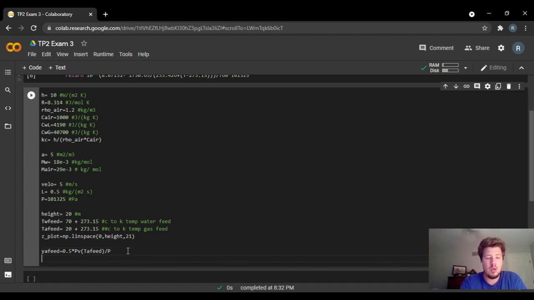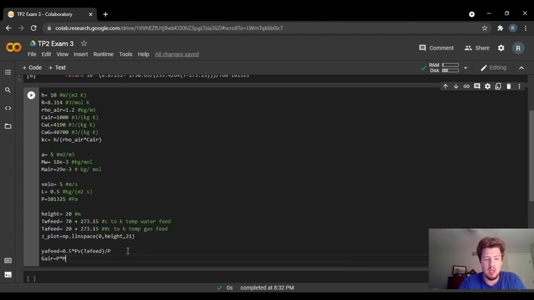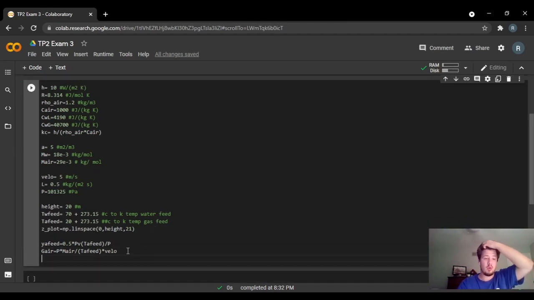And we want to put in the gas flow rate for air, and that is the pressure times the molecular weight of air, divided by the gas constant times TA feed, times the velocity, which gives us the molar flow, or the gas flow rate.